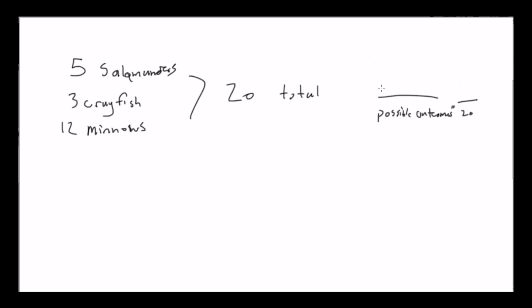And then the wanted outcomes. What do we want? Well, we want a salamander. How many salamanders are there? 5. So the wanted number versus the possible number is 5 over 20. Well, 5 is divisible by 5, 20 is divisible by 5, that's 1/4. And that is an answer.